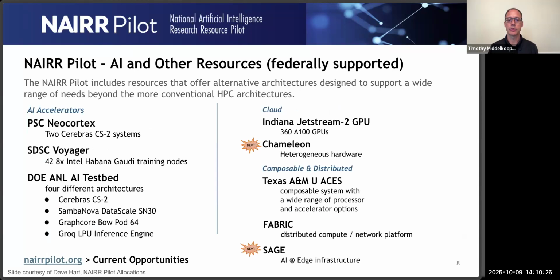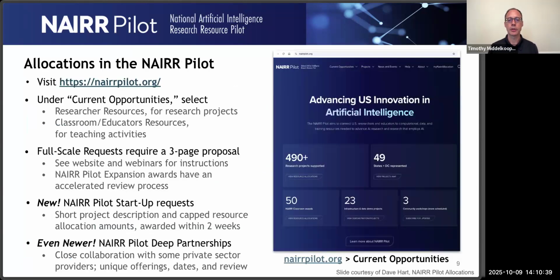Additionally, the NAIRR Pilot includes resources that offer alternative architectures designed to support a wide range of needs beyond a more conventional HPC architecture. NAIRR resources are requested by submitting a proposal to the NAIRR Pilot opportunity. Specific categories of opportunities can be found under Current Opportunities in the NAIRR Pilot portal.